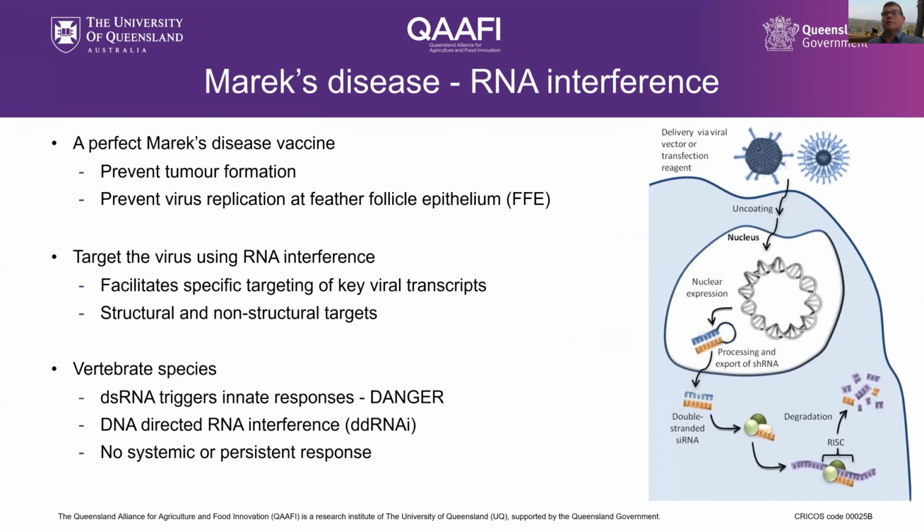So what we've been working on for many, many years now is, can we actually make a better Marek's disease vaccine, in terms of, if we need that generation 4 vaccine, what would that look like? So from my perspective, a perfect Marek's disease vaccine would prevent tumour formation, because people don't like getting chickens with tumours in them. But then critically, it would also have to prevent virus replication at the feather follicle. So we could stop that vicious cycle of transmission of the virus.